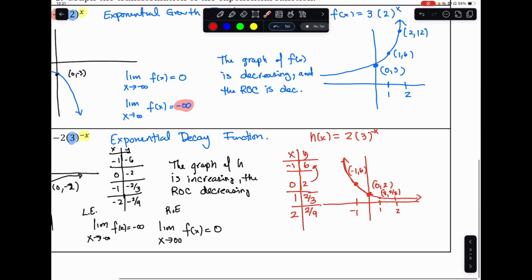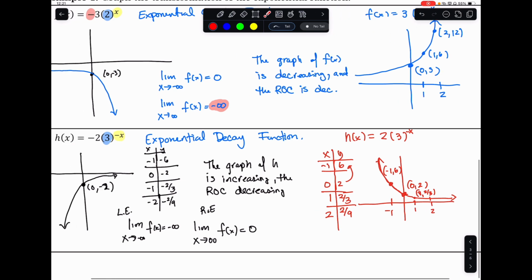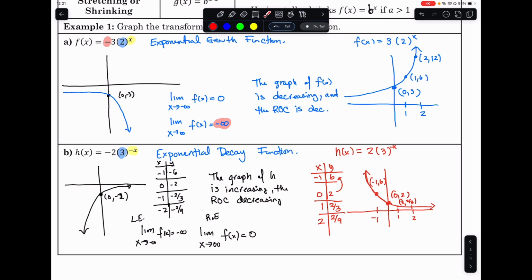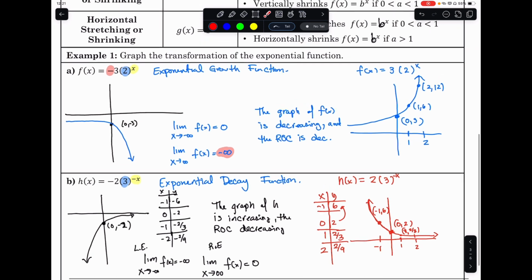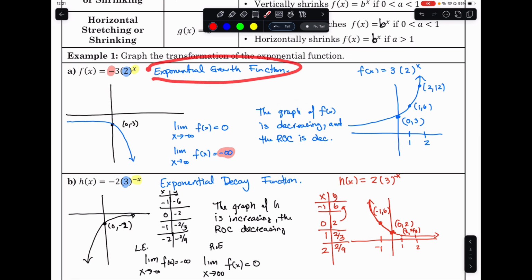And if you compare it over here, the opposite is occurring. This graph is decreasing, but your rate of change is increasing because it's concaving upwards. So the direction of the graph and its concavity are always going to be opposites when it's an exponential decay function. And if it's an exponential growth function, the direction of the graph and the concavity are always going to be the same.